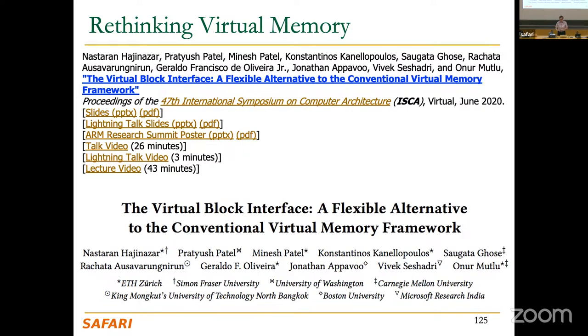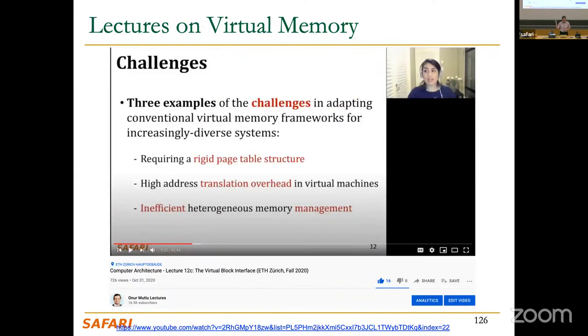So we need new alternatives to this. And if you're interested, you can actually look at the lectures related to this. You can see this lists some of the challenges, like rigid page table structure is pretty bad in my opinion. We need to fix that somehow, but let's see what happens.